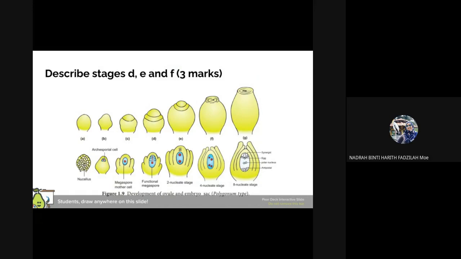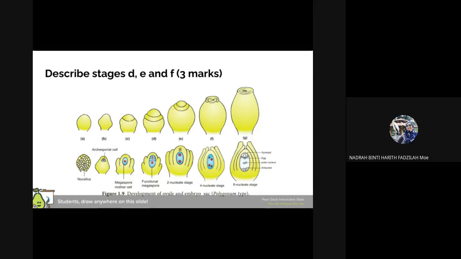Okay, so the nuclei will rearrange to form 3 antipodal cells at one end of the embryo sac, 2 polar nuclei at the center of the cell, 2 synergic cells at the other end of embryo sac, and the 2 synergic cells are located side by side to protect the egg cell. Okay, to protect the egg cell, atau between the 2 synergic cells there is an egg cell. Protect egg cell tu abaikan ya, itu bila high level nanti baru kita cerita lah.